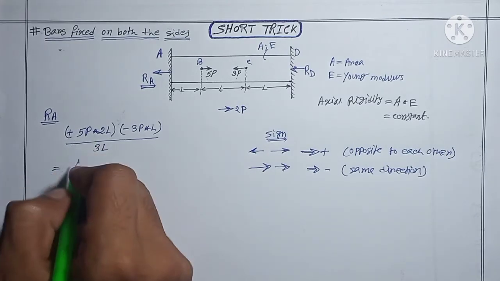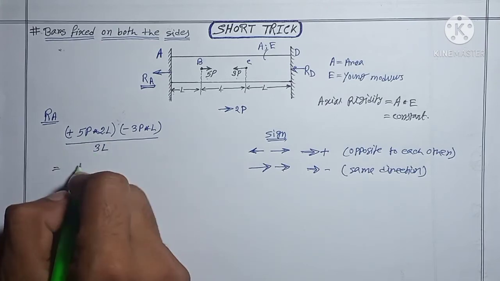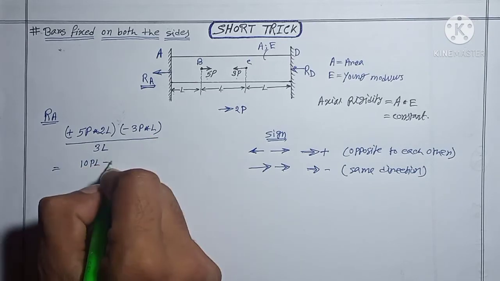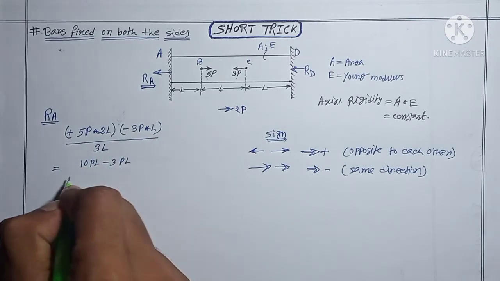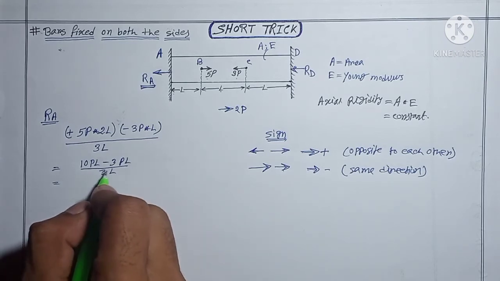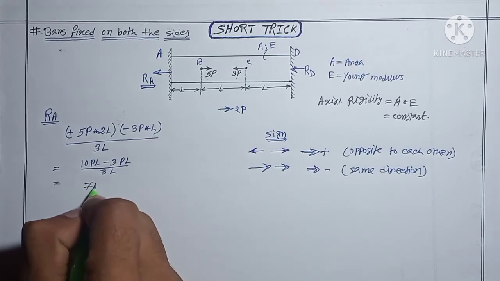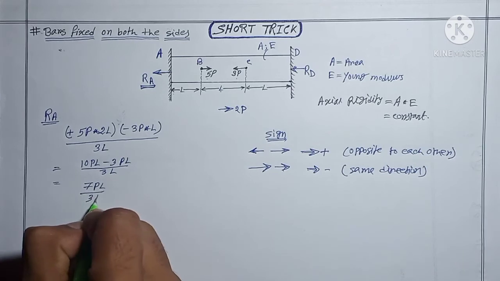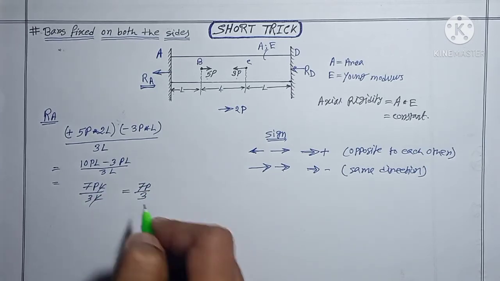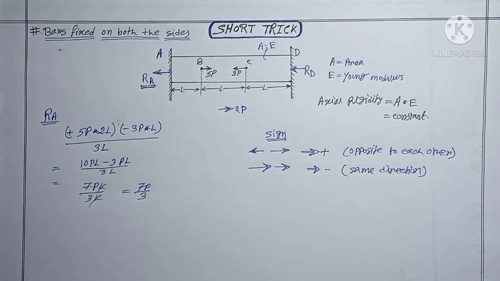So positive 5P into 2L means 10PL, negative 3PL, divided by 3L. So 10 minus 3 is 7PL by 3L. L gets cancelled out, 7P by 3. Is it clear? Once again I am repeating it.